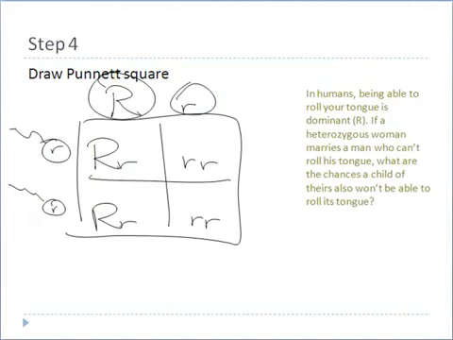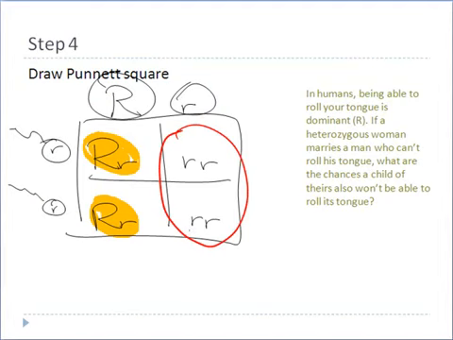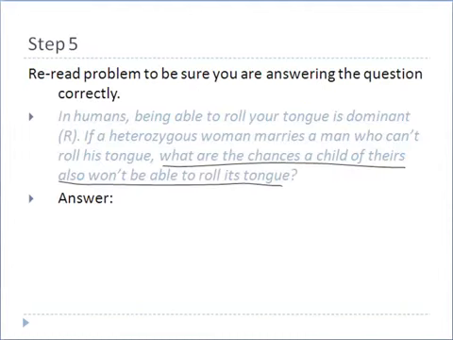If I have a copy of the big R, that means I can roll my tongue. So this individual can tongue roll, this individual can tongue roll. But these two over here cannot roll their tongues. So there's basically a 1-to-1 ratio. There's a 50% chance that they will not be able to roll their tongue.